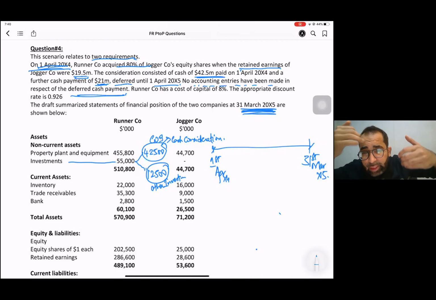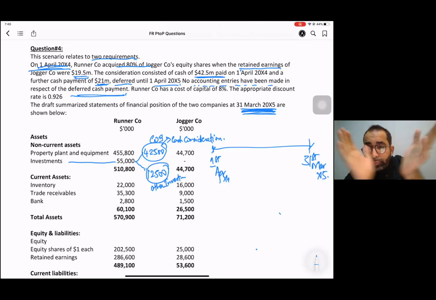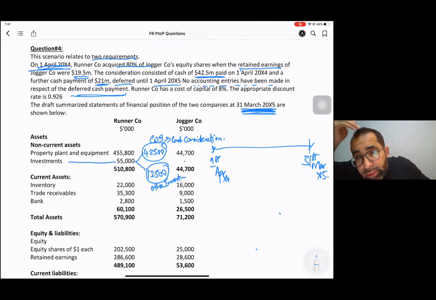12,500 is the other investment outside the group, and there is no need to cancel this other investment. Yes, we cancel out this 42,500 at the time of making the balance sheet, but no need to cancel this 12,500. Okay, these are the investments outside the group.